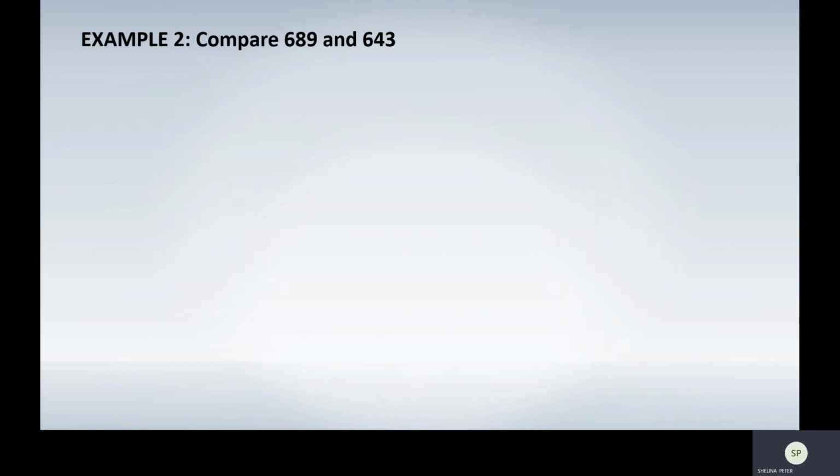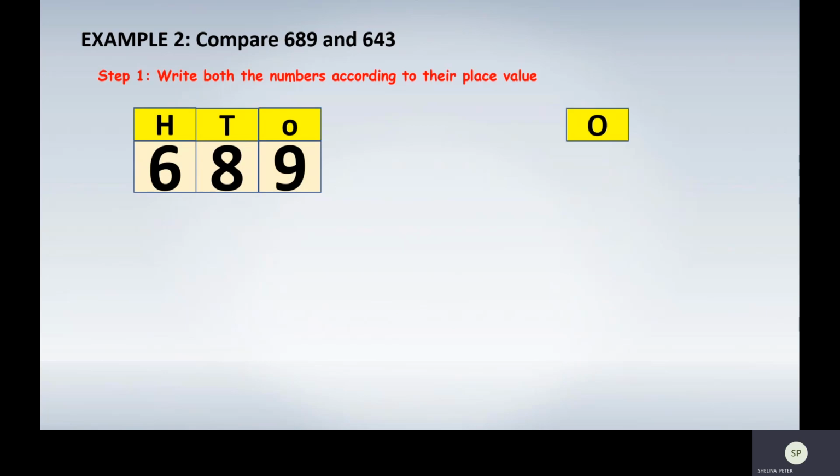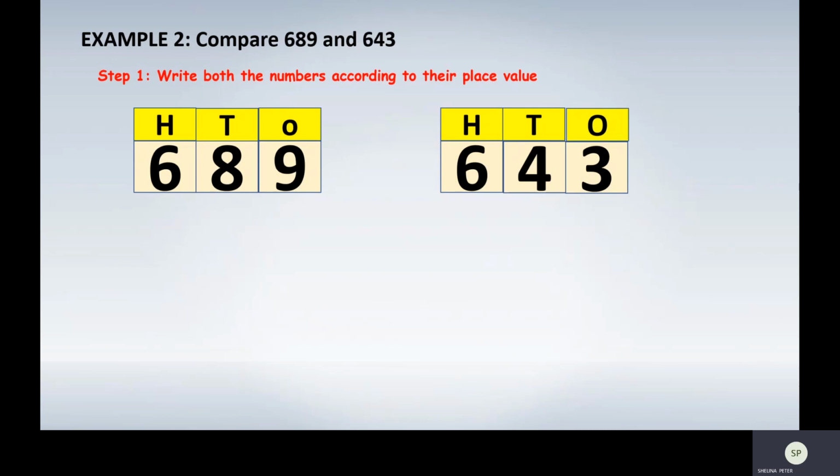Let us go to the second example. So the second example is compare 689 and 643. So what is the first step? Write both the numbers according to their place value. So ones, tens, hundreds, 9, 8 and 6. Same way, ones, tens, hundreds, 3, 4, 6. So we have written both the numbers with their place value.